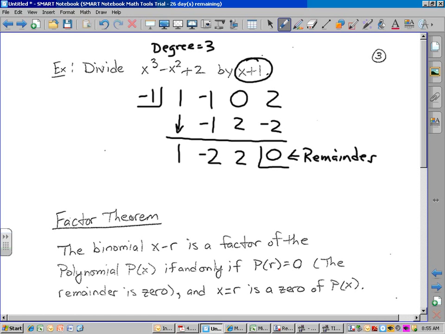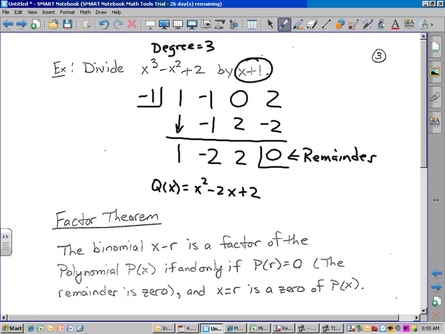The remainder is 0. The quotient is x squared minus 2x plus 2. That is very important. When we get a remainder of 0, something special happens. That means that what we divided by goes into that polynomial evenly. There's nothing left. It's a remainder of 0.